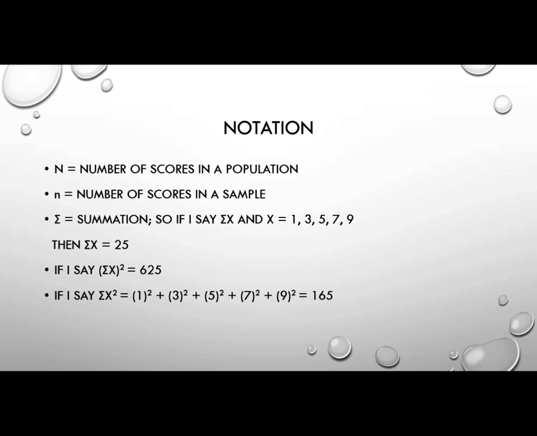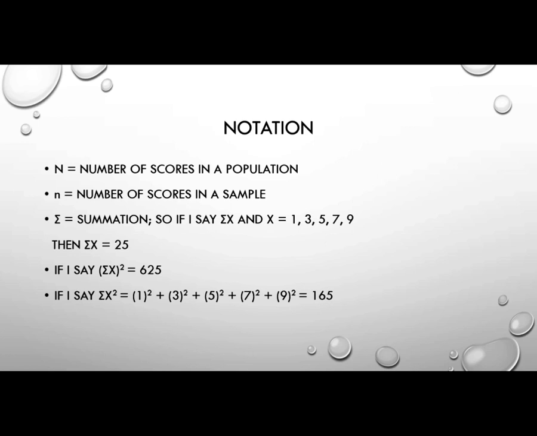Okay, let's talk a little bit about some notation. Capital N is the number of scores in a population. Little n, lowercase n, is the number of scores in a sample. Sometimes I will use those interchangeably, and I apologize for that. In research journals, you will often see the sample size as capital N. It's just something that is done, and so I try to keep it consistent, but you may see in these slides where I've not been. But just know that N means the number of scores or the number of people in the sample that you're talking about.